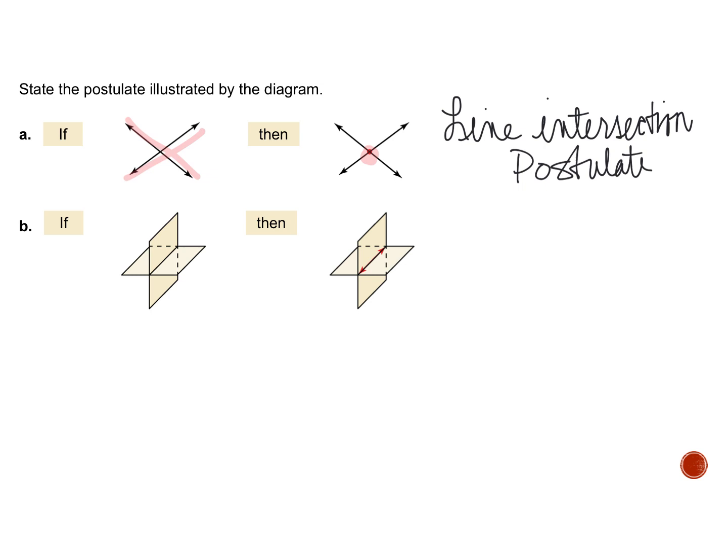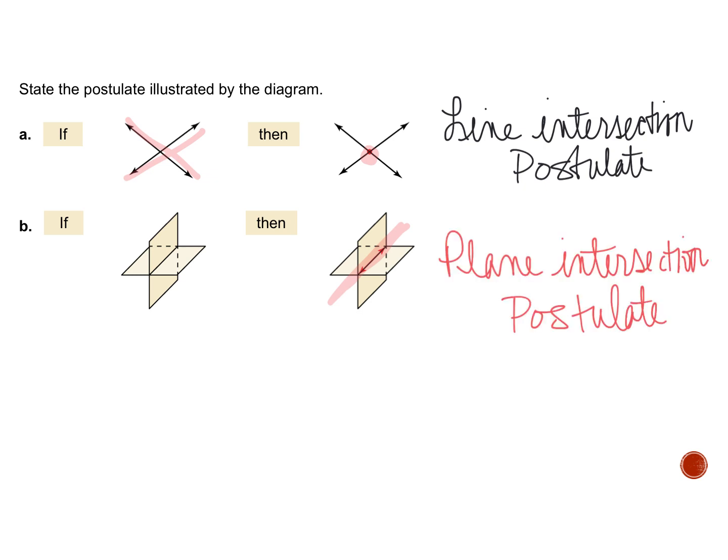Now for part B, notice we have 2 planes. So here I have 2 planes that are intersecting. Then we can see that they're intersecting at this line right here. So if we go back and look at our postulates, we're going to say that this is the plane intersection postulate. And the plane intersection postulate states if 2 planes intersect, then their intersection is a line.